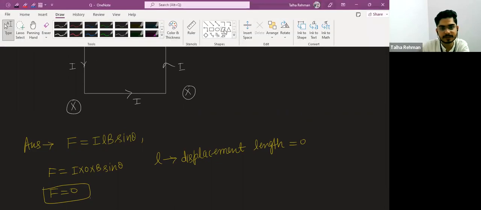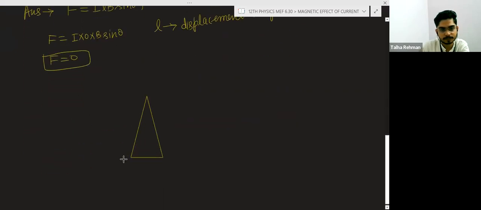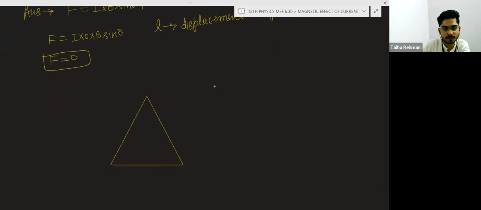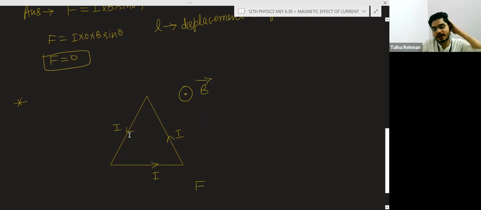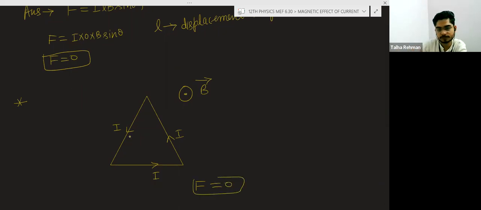If the coil is given in this form, a triangular coil, and current I is flowing in this coil like this, and you want to find the net force, and this coil is in a magnetic field, suppose an outward magnetic field is present, the net force on this coil also will be zero, because this is a closed loop, and for a closed loop the displacement length will be zero. The force will be zero because displacement length is equal to zero.